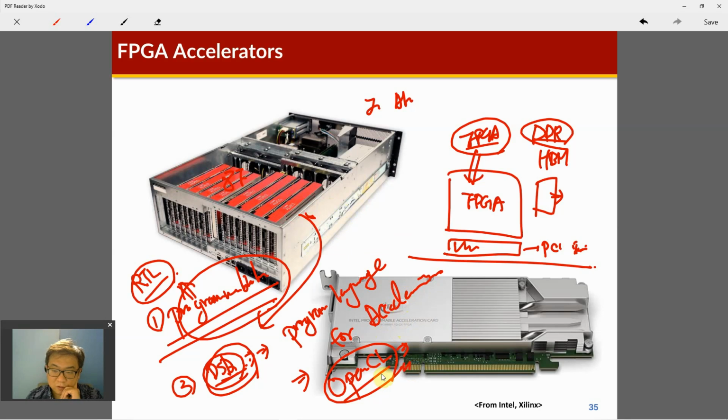So in order to write the OpenCL code, we need to understand the hardware inside of the FPGA, this chip. So actually it's not easy. The learning curve is so steep. So we need to understand the OpenCL. So this is some disadvantage of the FPGA based accelerator.